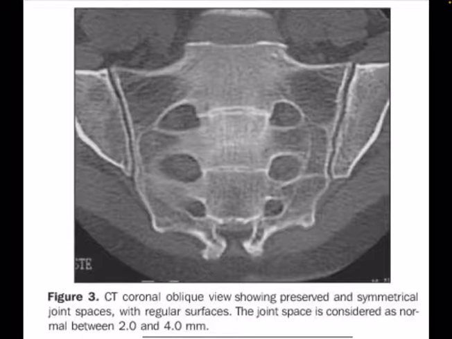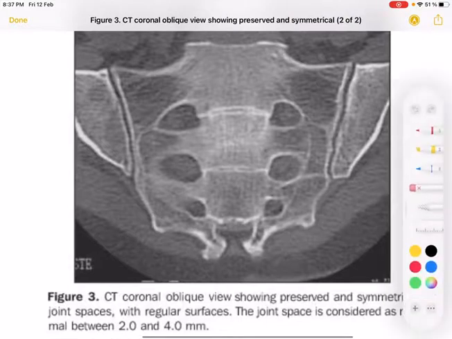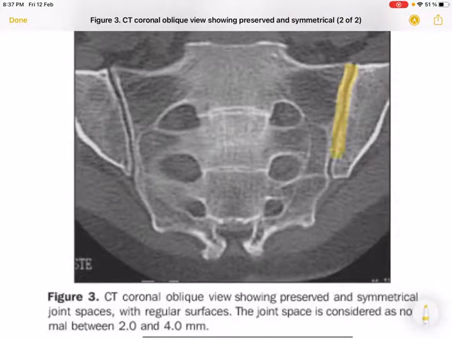Here we can see that the CT coronal oblique will show a presentation of symmetrical joint space with a regular surface. The joint space is considered normal between 2 to 4 millimeters. We can see that the sacroiliac joint is symmetrical on both sides. The joint spaces are equal, approximately 2 to 4 millimeters. There is no widening of the joint, and no narrowing of the two joints. The joints are quite equal and the same as each other. So it's a normal CT.